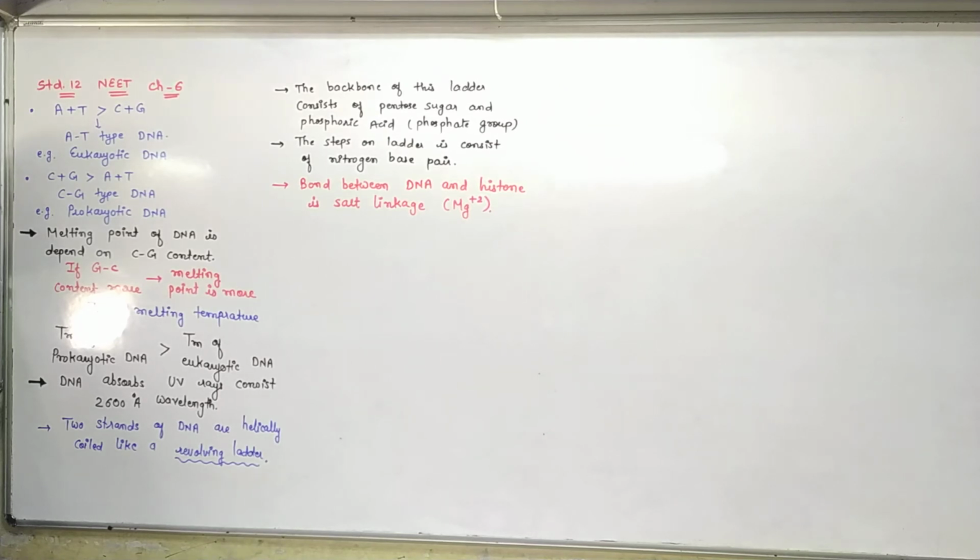In the non-histone chromosomal protein, there are two types, euchromatin and heterochromatin. Euchromatin is able to transcribe successfully, heterochromatin cannot. So here DNA is attached with the histone protein by the salt linkage, that is Mg+2.